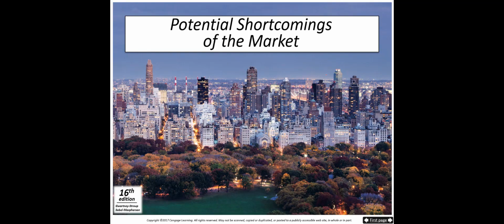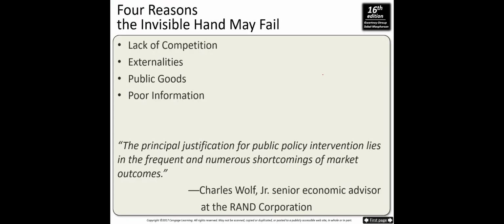Why do we need government? If free markets can allocate the resources efficiently by supply and demand, what is the role of government in the production side of the economy? Let's look at the potential shortcomings of the market, then we will understand the role of government. We have four reasons that the invisible hand, that means the price mechanism, may fail. The first one is lack of competition, the second one is externalities, the third one is public goods, and the fourth one is poor information. So here you can find a quote from Charles Wolf Jr., Senior Economic Advisor: "The principal justification for public policy intervention lies in the frequent and numerous shortcomings of market outcomes."